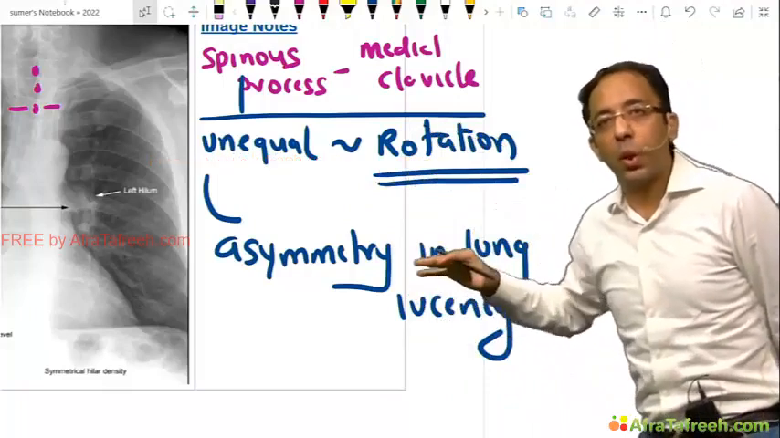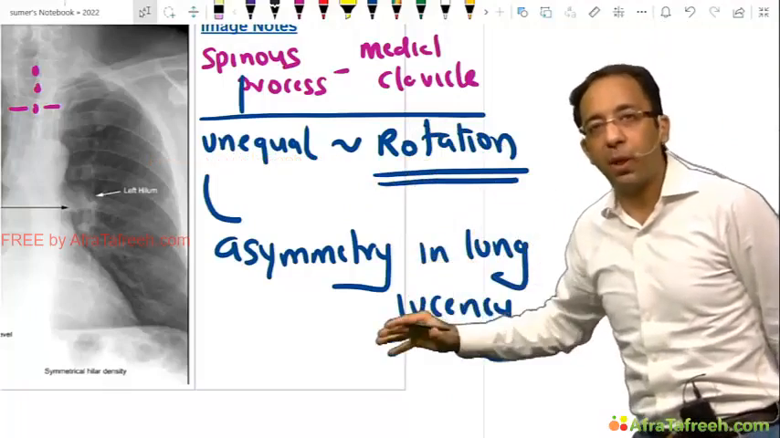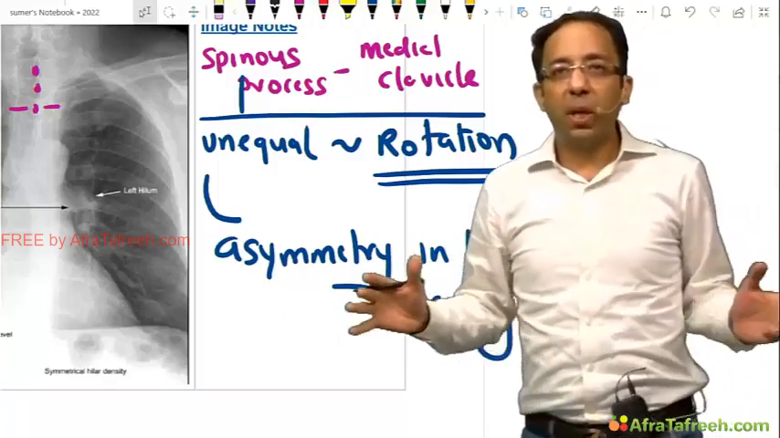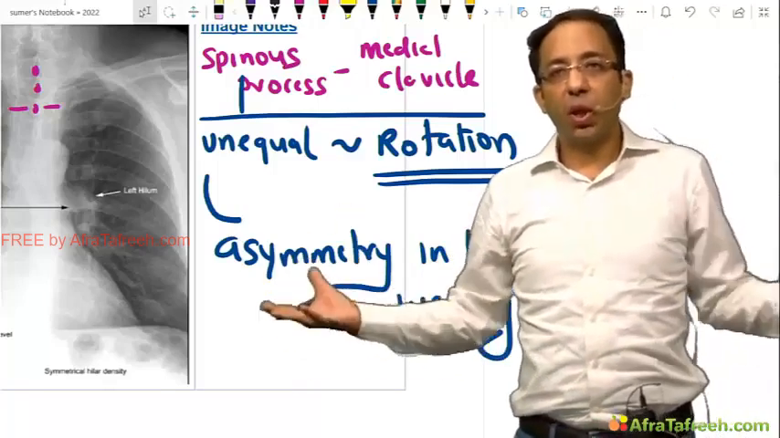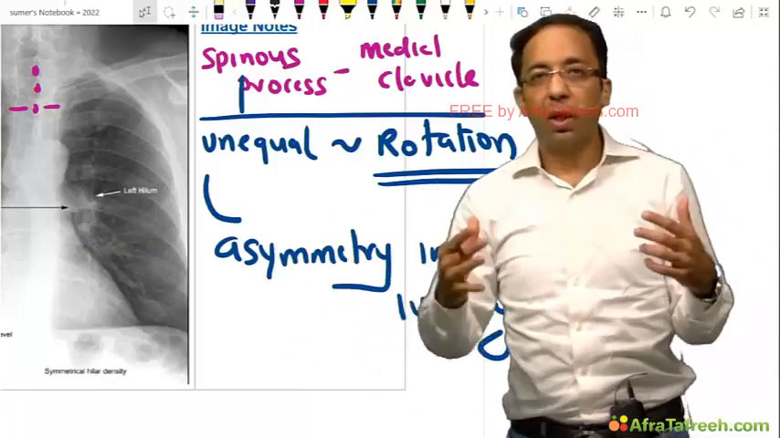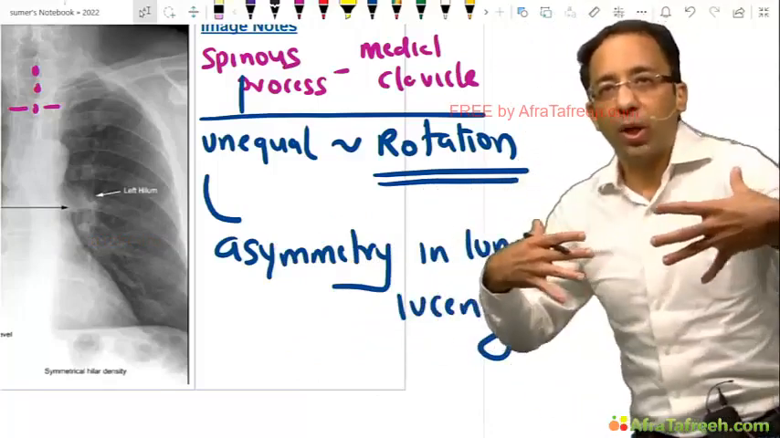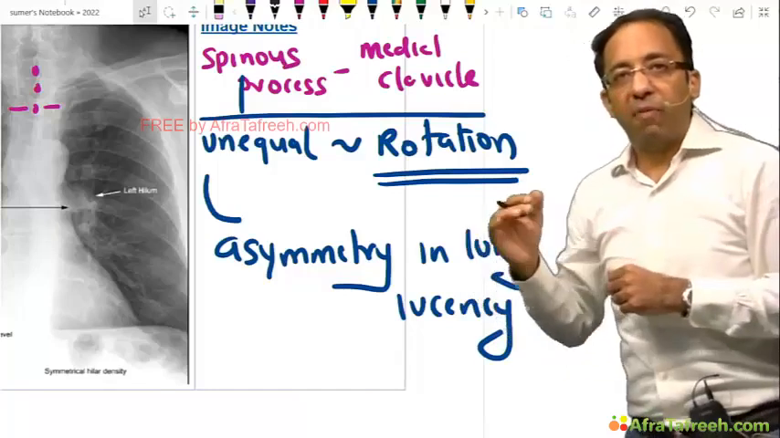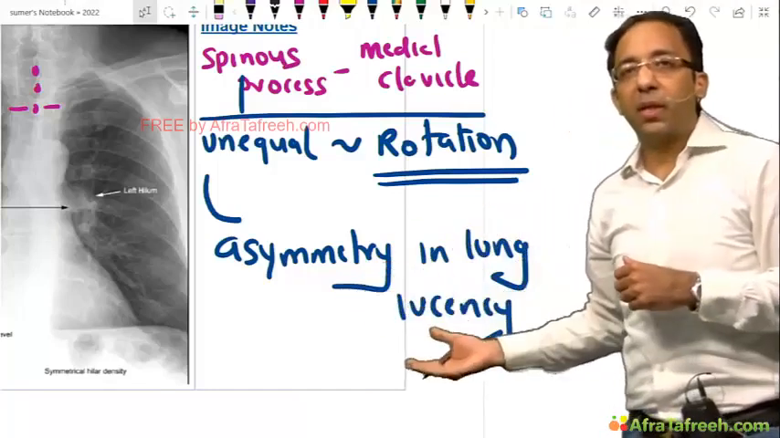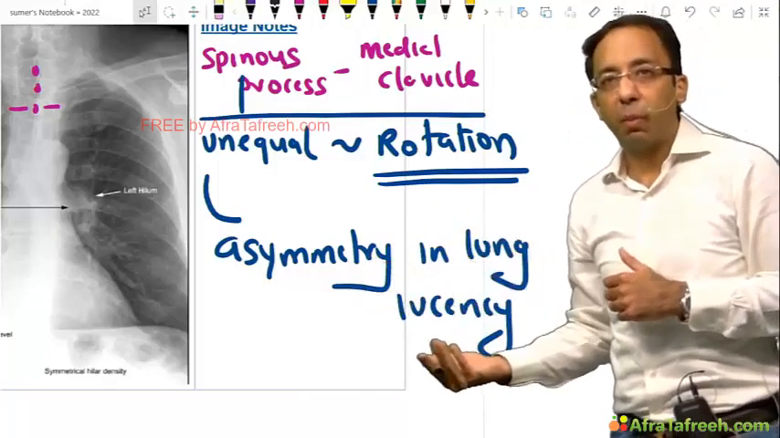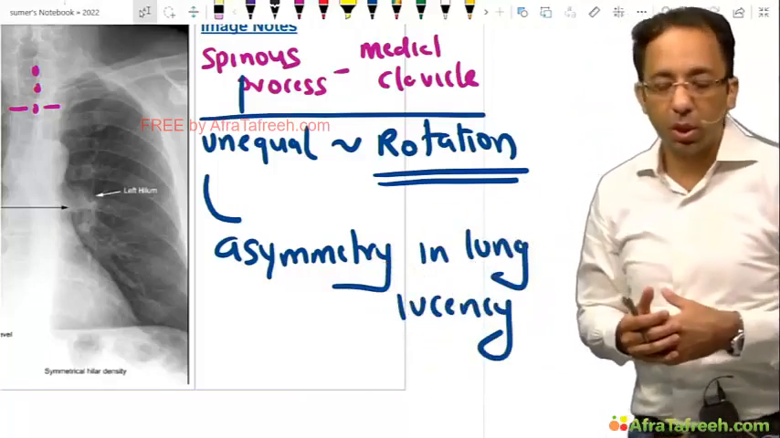If I say lucency means blackness, kalapan. Now what will happen is if the patient is not standing straight, there is rotation in the patient's posture, one lung will have more black, one lung will be slightly more white. There will be asymmetry. If I don't know all this, I might think there is a disease, I might think there is a pneumonia, and I might do misdiagnosis.